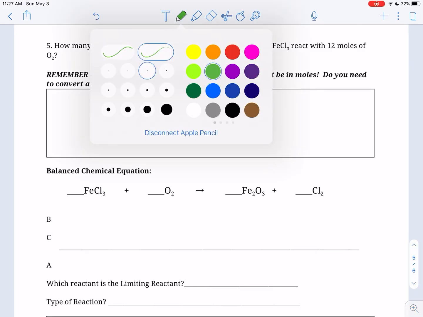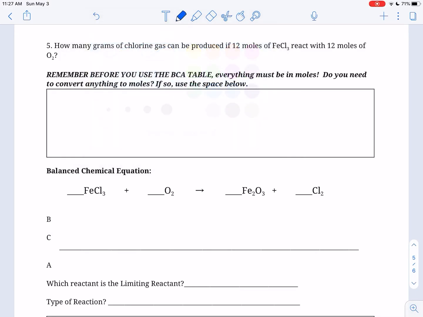Okay, number 5, here we go. Getting bored of these colors. All right, how many grams of chlorine gas can be produced if 12 moles of FeCl3 react with 12 moles of oxygen? Okay, so lucky you, look, it's already given in moles.